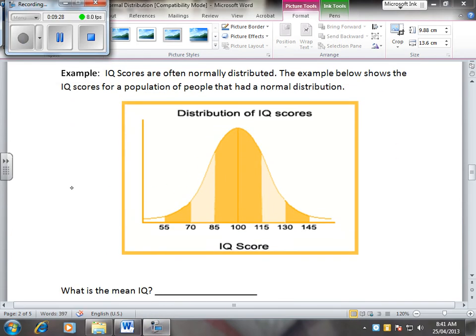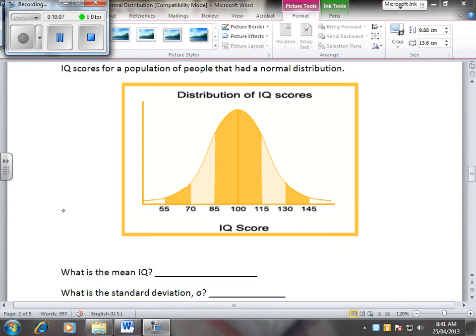Okay, so let's look at a fairly common example. IQ scores, whether or not these are valuable at all, are almost always normally distributed. The example below shows the IQ scores for a population of people that had a normal distribution. Of course, we have to depend on what population we're doing. If we were doing a distribution of IQ scores of PhD students at MIT, which is a very prestigious high-tech school, they'd probably be a little bit above normal, but this is just a normal population. So let's answer the questions.